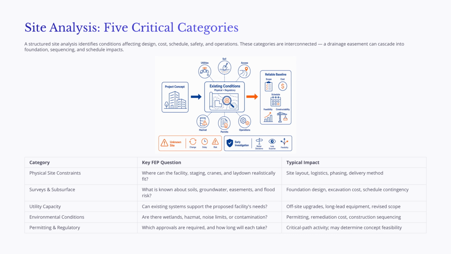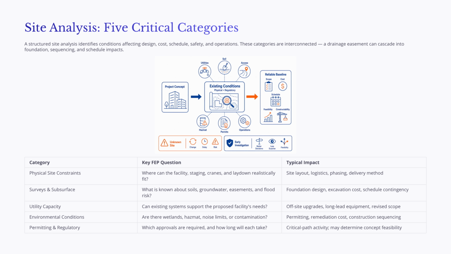There are 5 major categories to consider. The first is physical site constraints. The team needs to understand where the facility, access roads, staging areas, cranes, laydown zones, temporary facilities, and safety controls can realistically fit. These constraints can shape site layout, logistics, phasing, and even the delivery method.